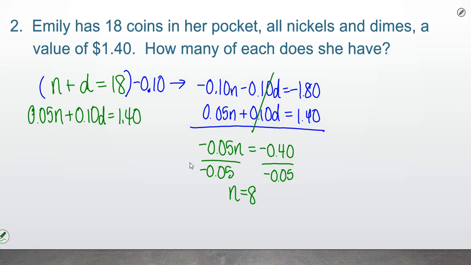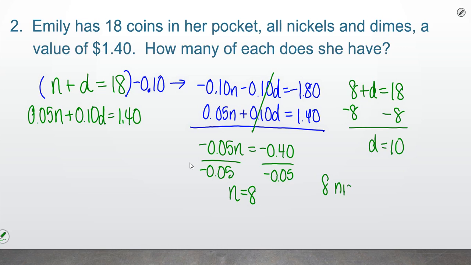All right, and then I can plug it in. If I have 8 nickels, 8 plus D should equal 18. Subtract the 8, which means I have 10 dimes. And because it's a word problem, I'm not just going to write it as a coordinate. I'm going to write 8 nickels, 10 dimes.